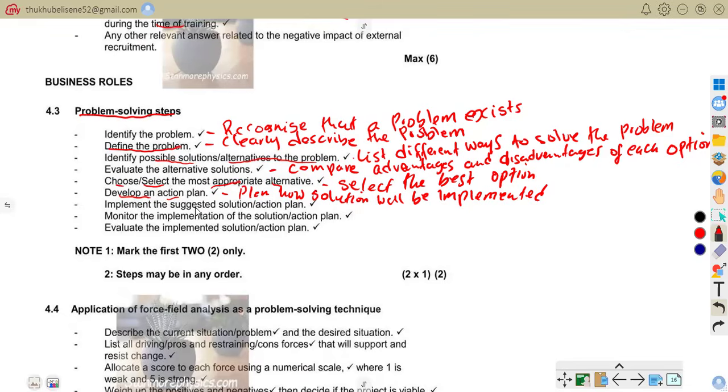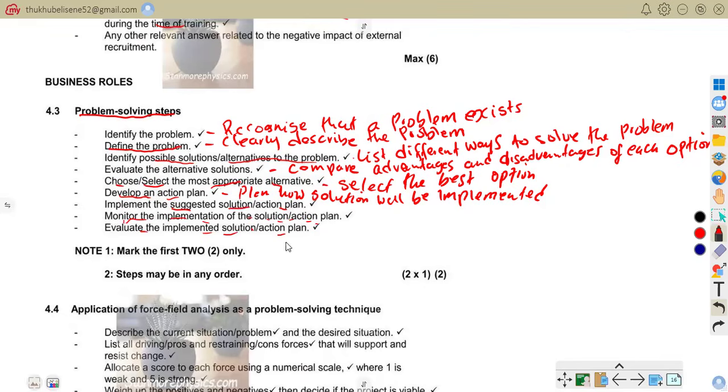How the solution will be implemented, whereby, for example, you set the advertising budget and timelines. Implement the suggested solution or action plan. So here, put the plan into action. That's what it means. Monitor the implementation of the solution or action plan. Here you track progress of the solution.